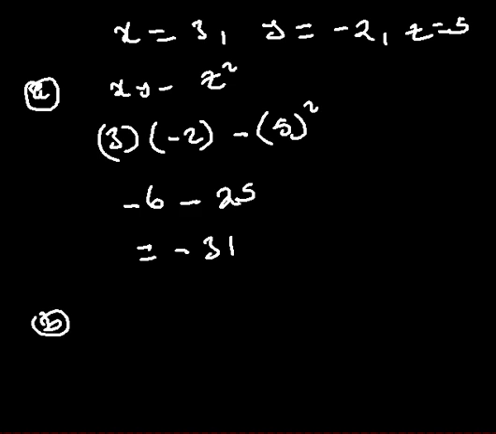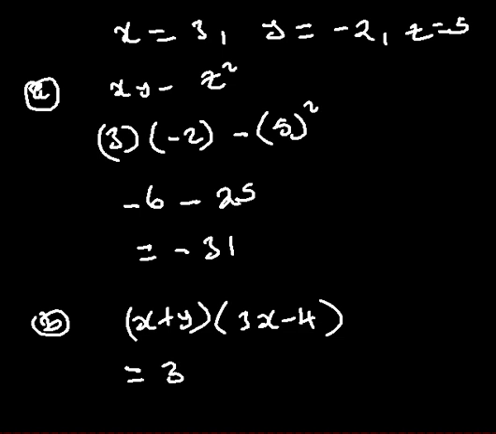How about, on the same case, if we have x plus y times, let's say, 3x minus 4. Now how do you think you can evaluate this? So the principle remains the same. Wherever there is x, we're going to have 3, and what is y? We have it as -2. So in this case, we have a plus -2, times 3 times 3 minus 4.